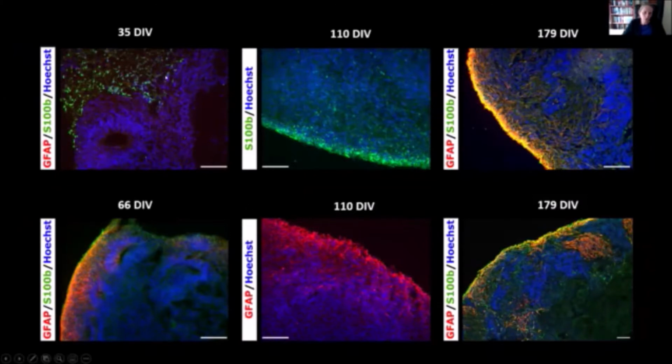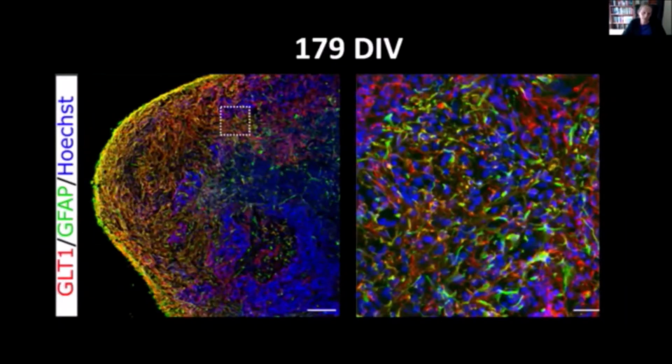So several more pictures, again, different days in vitro. We also checked S100 beta, which is an astrocytic marker, also here nicely at the rim. And in this case, also GFAP and S100 beta co-localize in certain areas and certain cell types in these organoids. And at the higher magnification, you also see there are cells only expressing GLT1 and there are cells only expressing GFAP and there are cells that are expressing both markers.